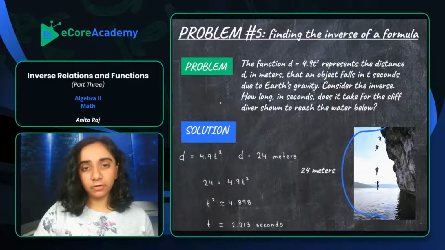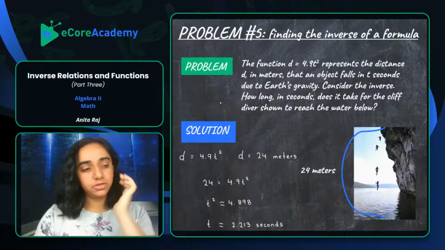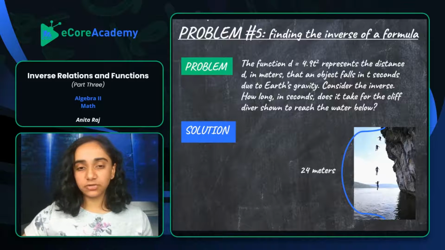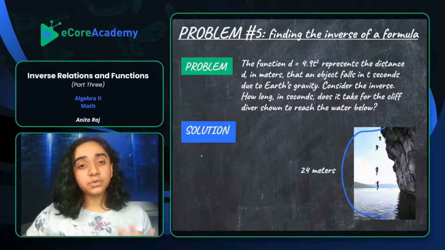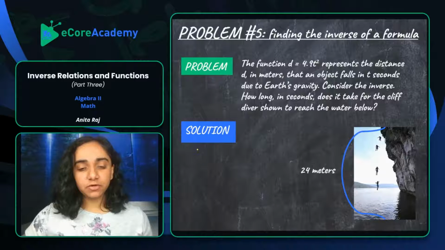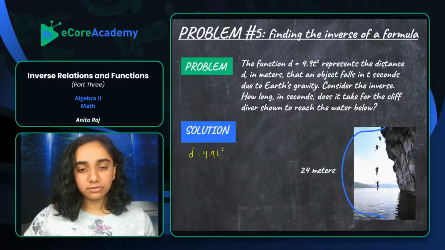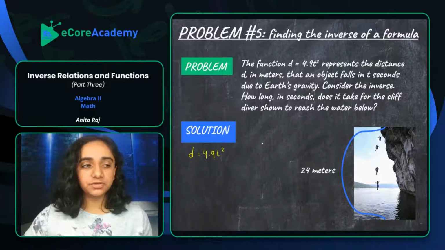Here's your solution already pre-written for you. I'm going to go through this again with you, so no worries. First, we want to write the formula we've been given. And the formula we've been given is d, which is distance, is equal to 4.9 t squared. t squared is your time in seconds. The 4.9 represents gravitational pull in this case.